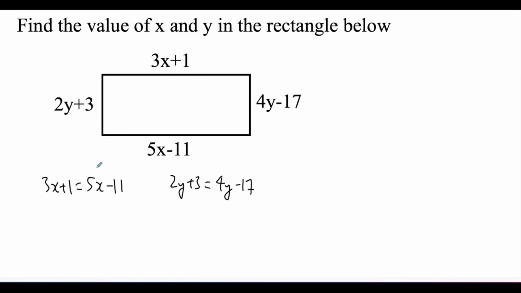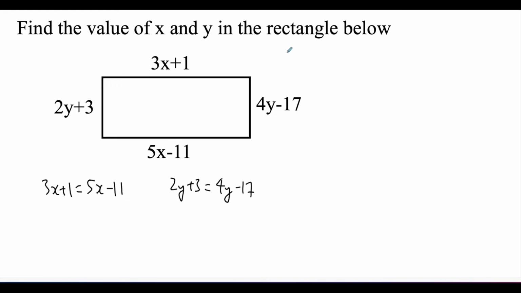So like I said earlier, the hardest part of these kind of questions is writing the first step. And that's usually where students struggle the most. So to do this, I'm just going to take away 3x from both sides because we know that 5x take away 3x will give you a positive number. So this should give you 1, because 3x take away 3x equals 0, is equal to 2x minus 11.